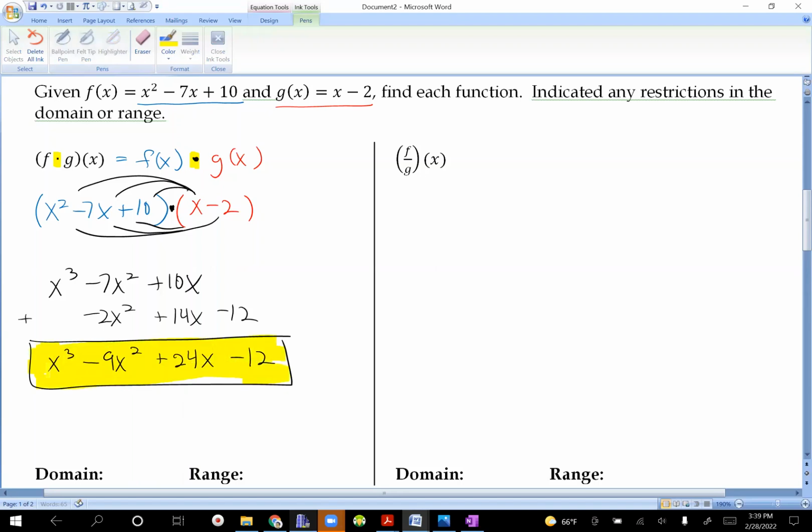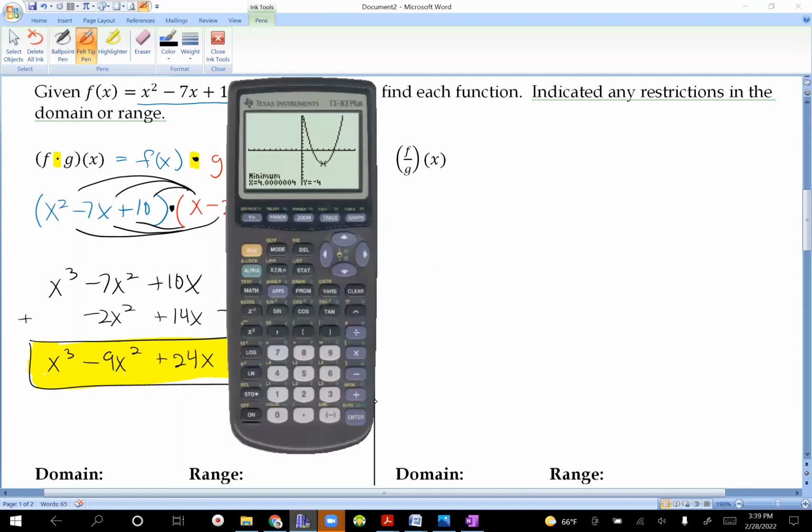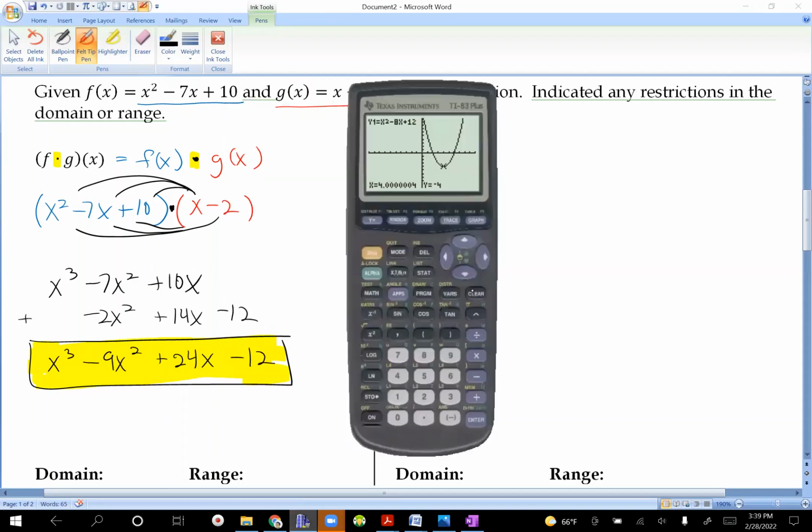But it's going to look something like this. Okay, but we can sketch it just so everyone can see what it looks like. So go to my y equals, clear this out, and I'm going to enter x, and I have to hit the math button for the cube, 3 minus 9x squared plus 24x minus 12. And I'm going to go ahead and hit the graph button.